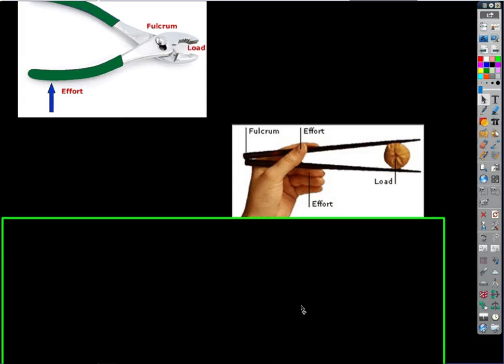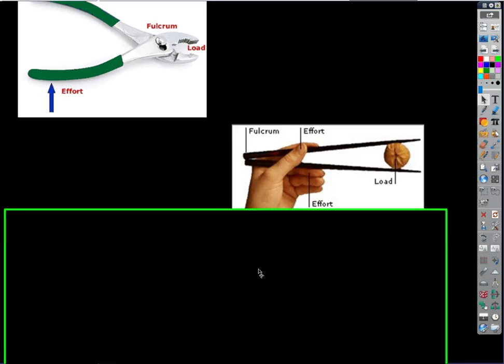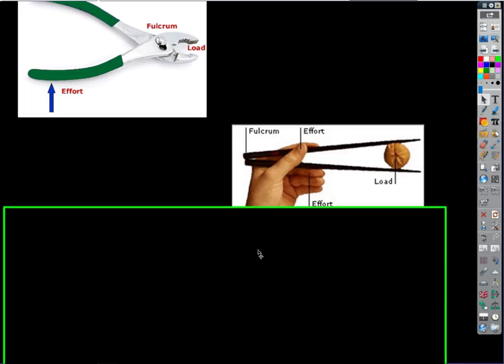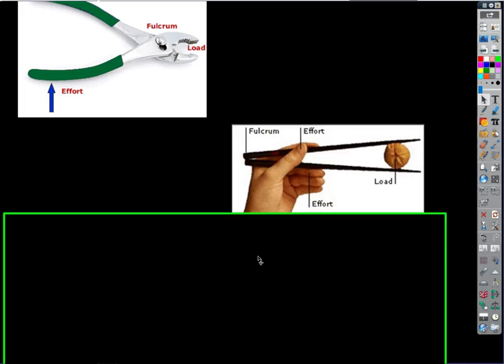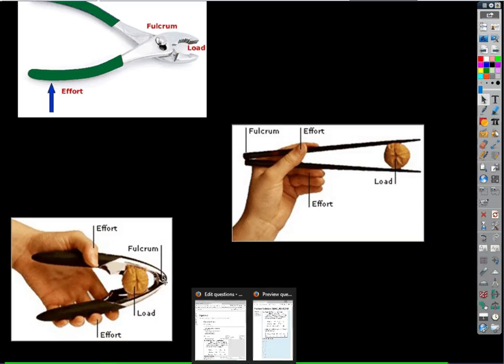And then finally, let's see if I can remember it this time. What about a nutcracker? Wait, what kind of nutcracker? Just like the kind where you crack it. Okay, what's that going to be? Maybe class 2. Yeah, it's class 2, isn't it? Right? Fulcrum's at one end. Input is on the other end, and the middle is going to be the load, the output. Good job, Lamont.